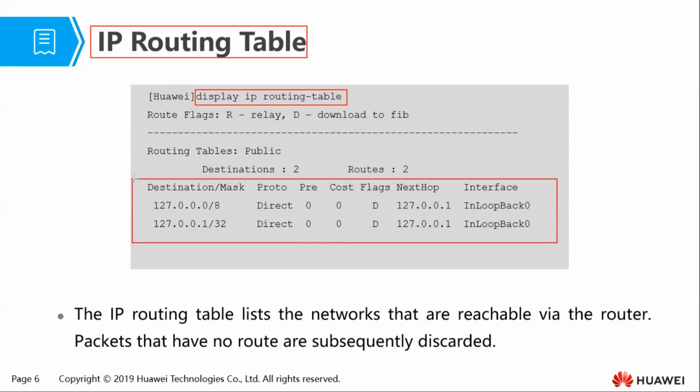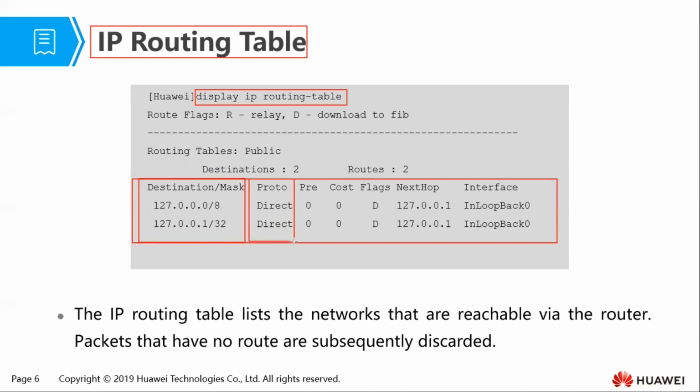Okay, so what are the contents of the IP routing table? The very first one indicates the destination network address and its mask. Then number two is the protocol. So proto for protocol.